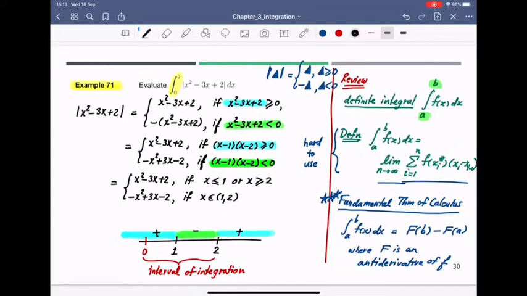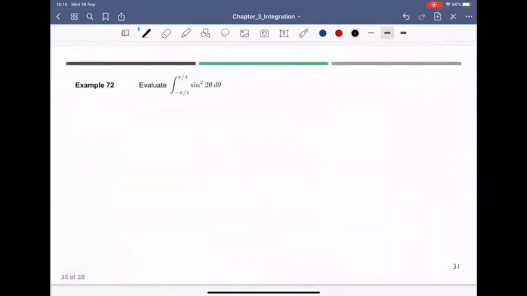If you don't have any questions, you can leave your question anytime in the chat, but we're going to move to example 72. All right, so let's look at another question.